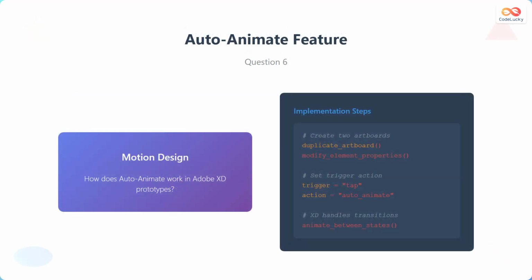Auto-Animate is one of Adobe XD's most powerful prototyping features that creates smooth motion design between different states. The implementation process involves creating two artboards where the second artboard contains modified versions of elements from the first artboard. You then duplicate an artboard and modify element properties such as position, size, color, or opacity. Next, set the trigger action to tap, drag, or time, and choose Auto-Animate as the action type. Adobe XD automatically handles the transitions by detecting differences between the two artboards and creating smooth animations.